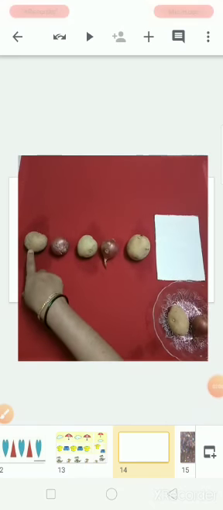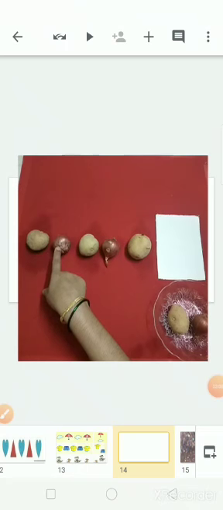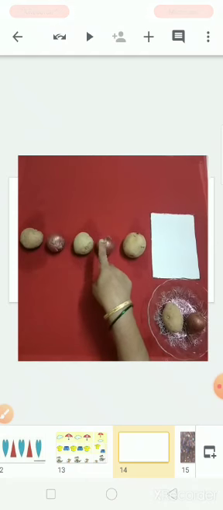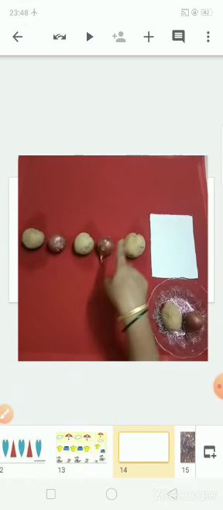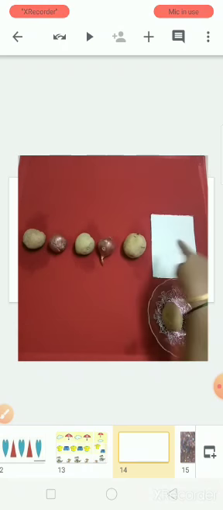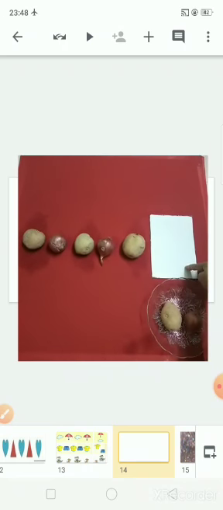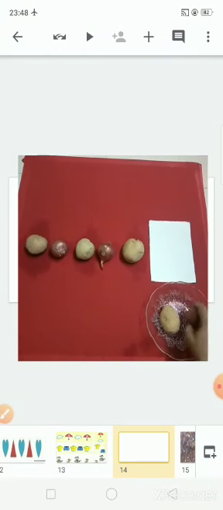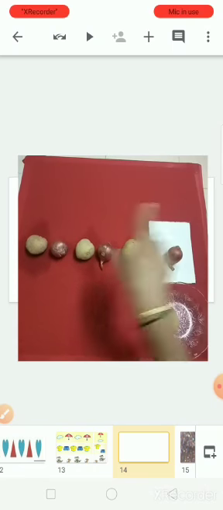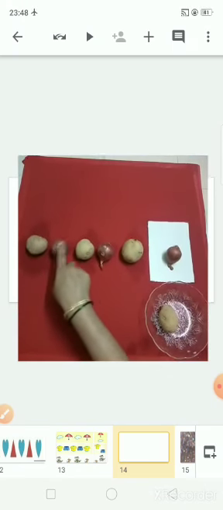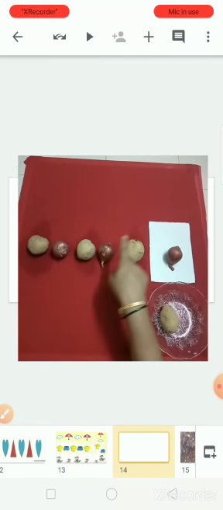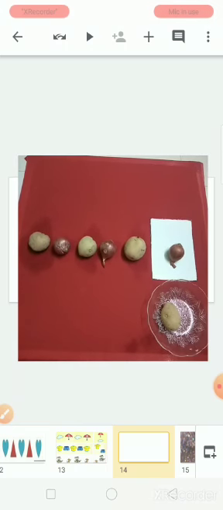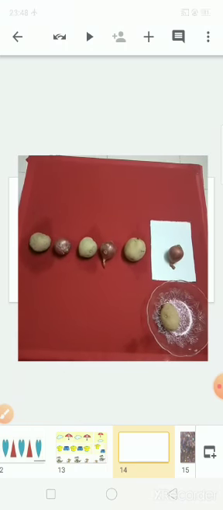What is this? Potato. Then onion. Then next, potato. Then onion. Then potato. So what will be the next? Yes. Potato? No. Onion? Yes. Potato, onion. Potato, onion. So children, all of you understood? Yes? Okay.